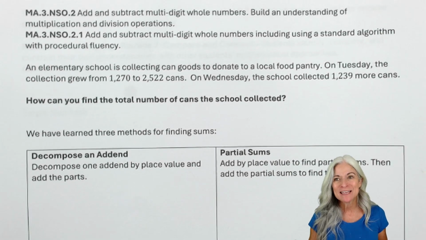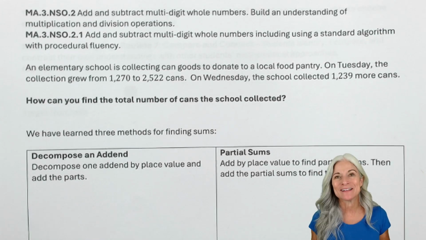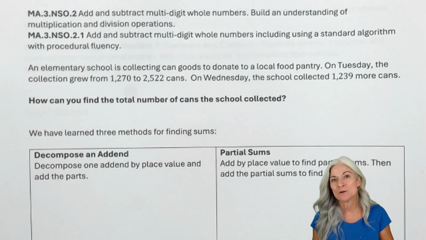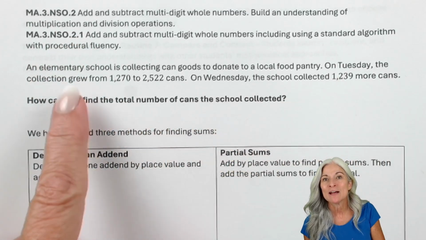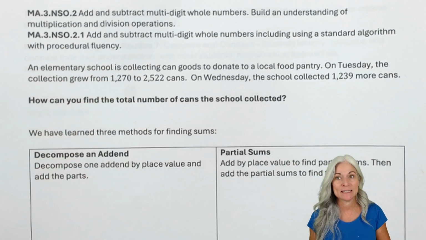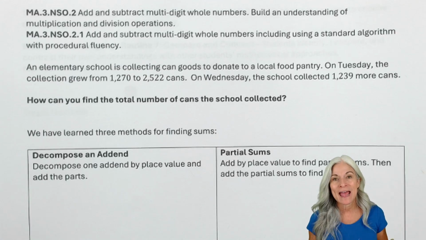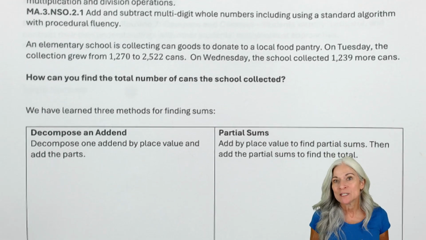All right, friends, in this lesson, we're wrapping up our work with addition. We're going to be working on fluently adding multi-digit numbers. All right, if we're in Florida, we're still working on the same standard. If you're not in Florida, it's probably something similar. I'm still working on number sense and operation standard 2 and benchmark 2.1. We're really now honing in on procedural fluency. We're wanting students to get more efficient with adding multi-digit numbers.